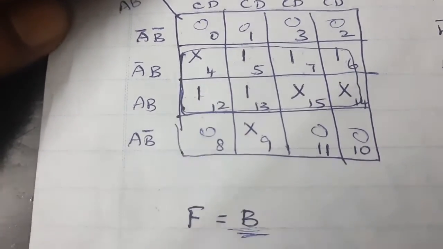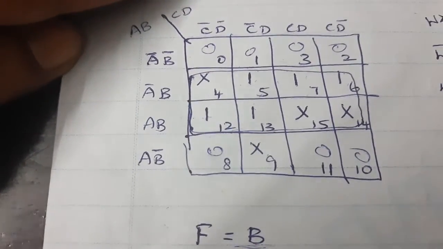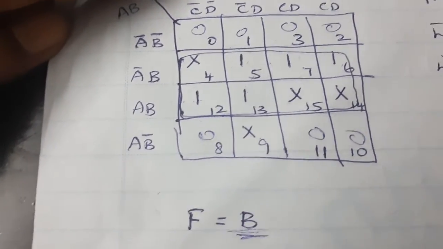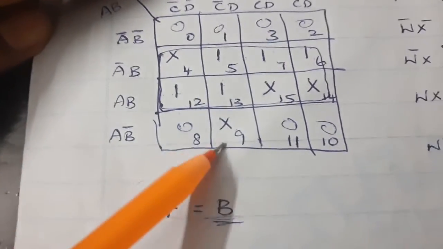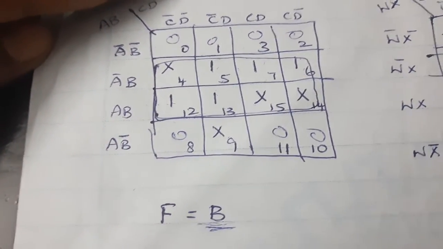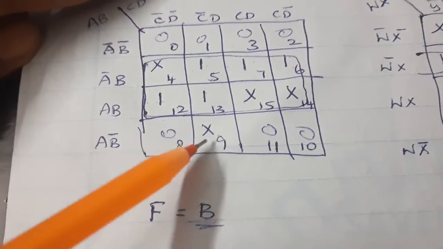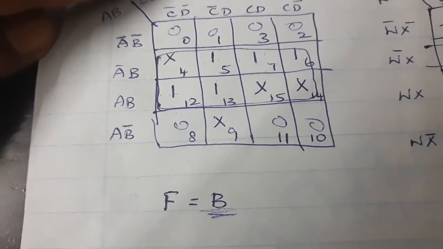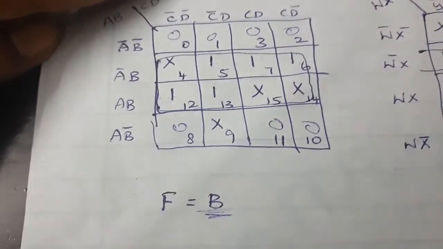And the second point is you can use the X, the don't care, any number of times in the same circuit. If this X is left over, if it is not able to combine, just leave it as it is. Don't care. That X will then be treated as 0. If you don't care about it, it will be treated as 0. If it is combined with 1 and forms a grouping, it will be treated as 1.